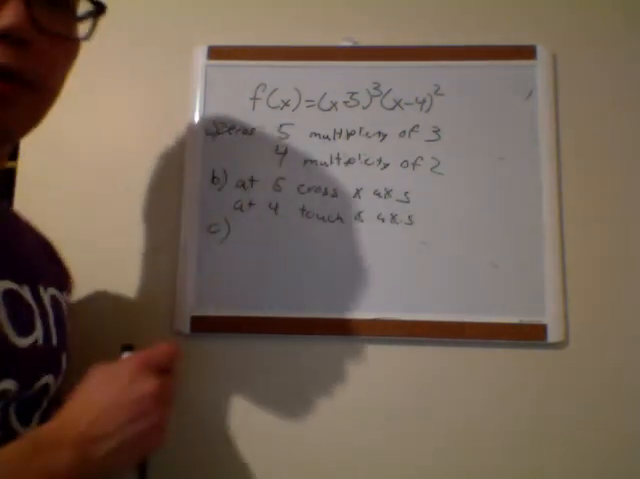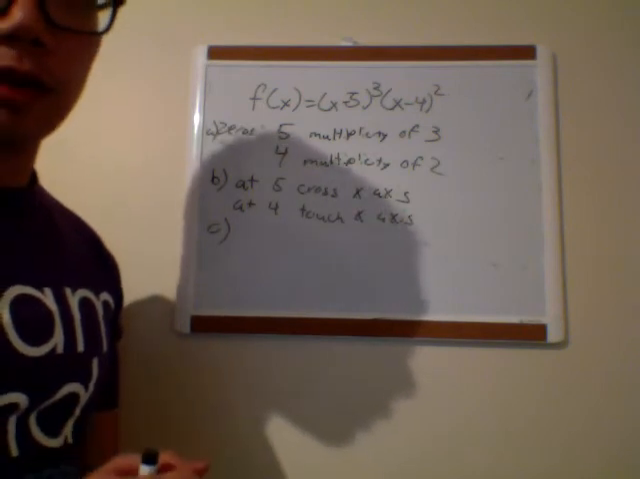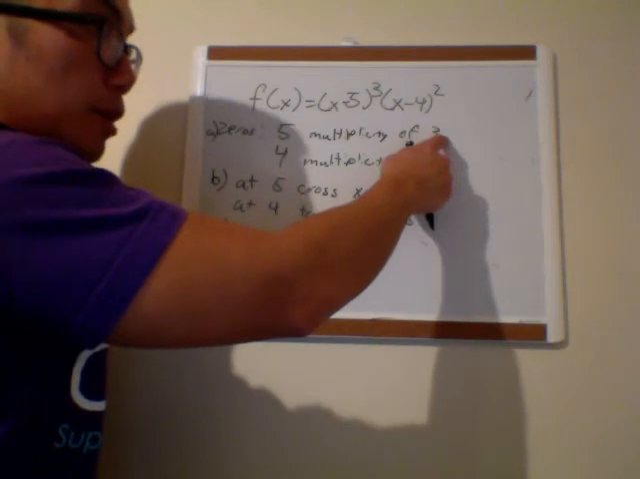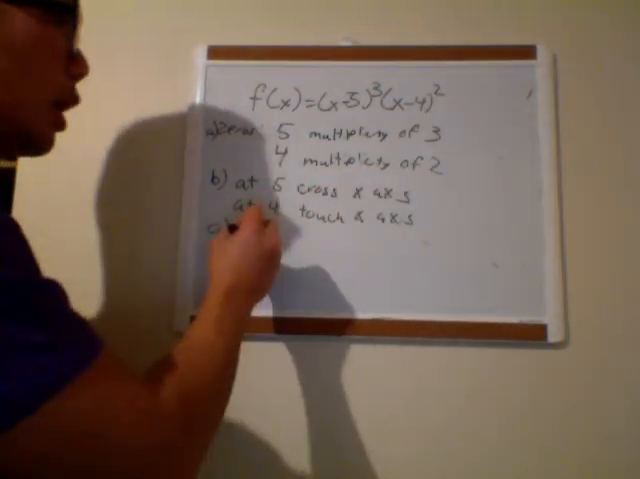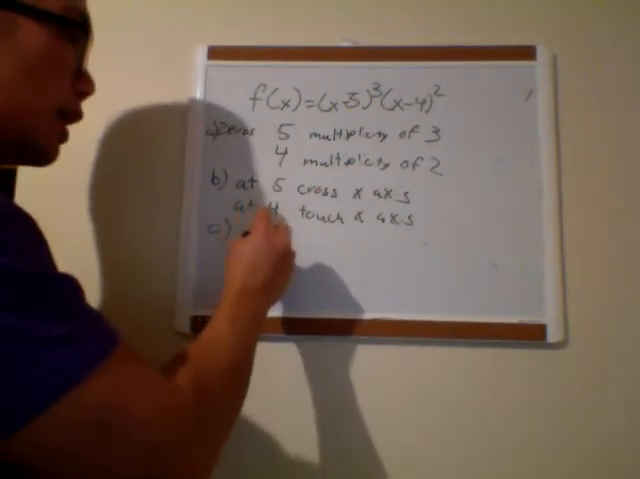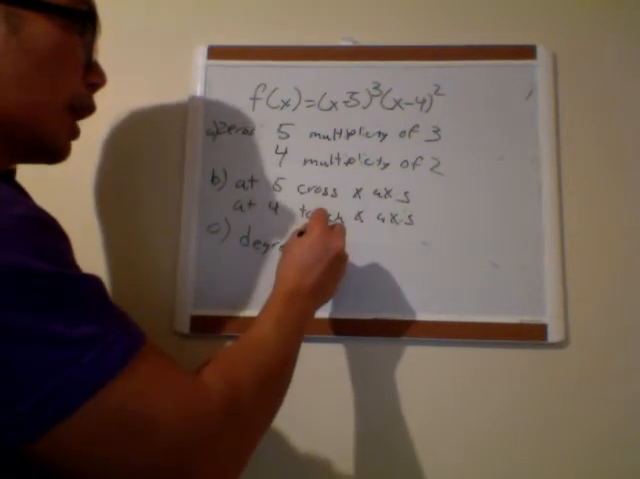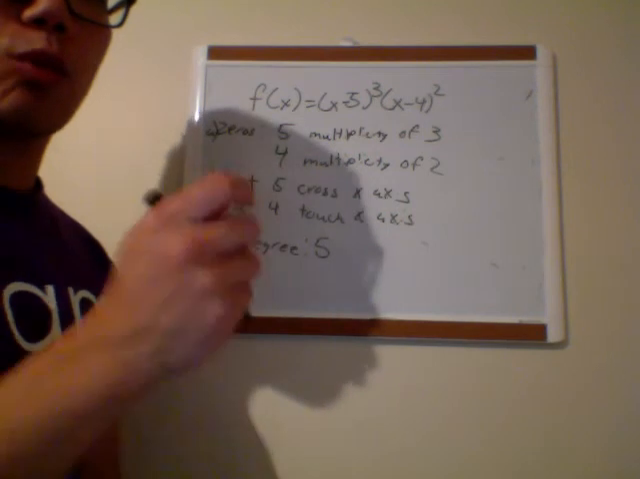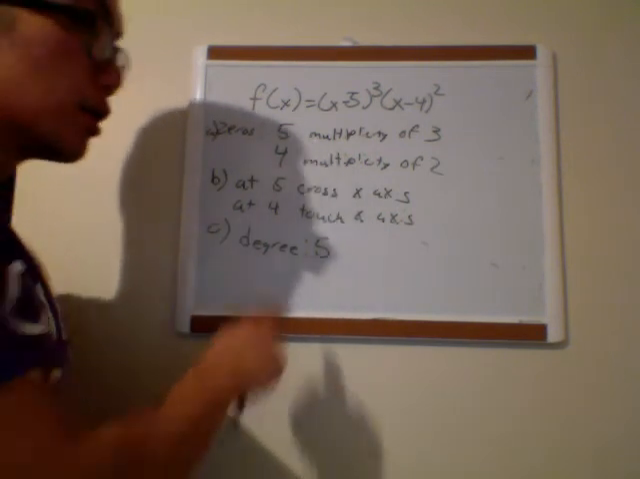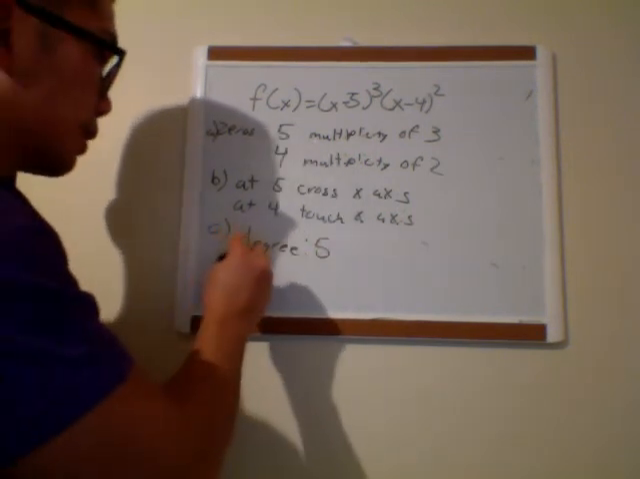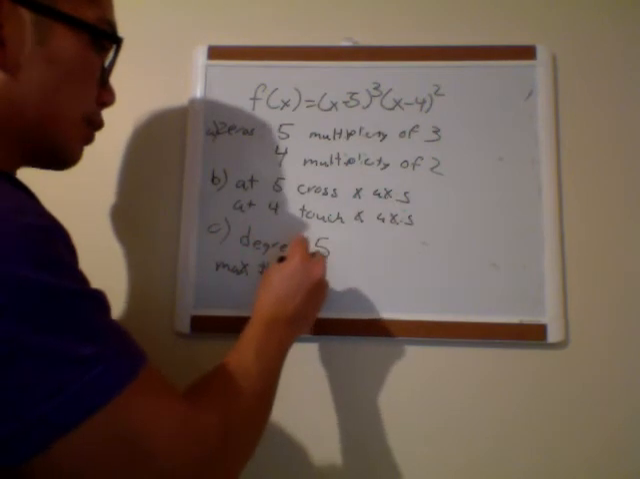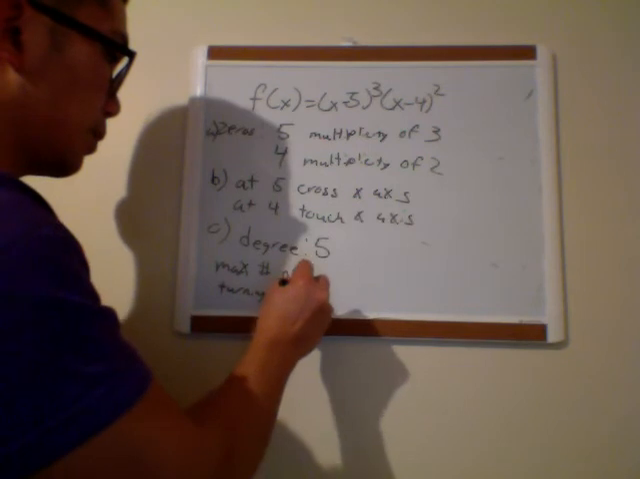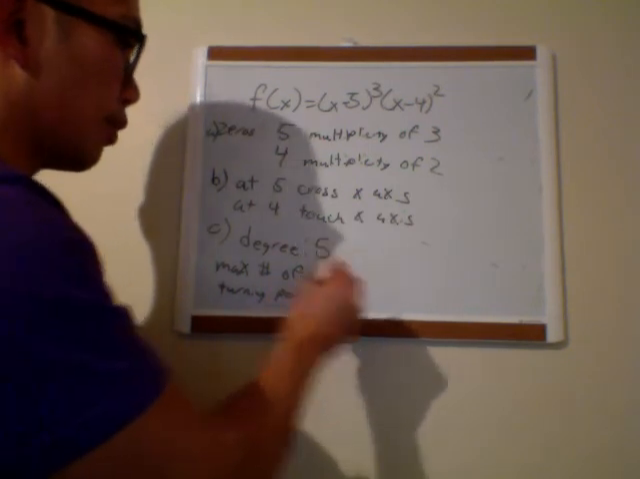Now, the first thing that I have to do is find the degree. And to find the degree, I just add the multiplicities. So I have a multiplicity of 3 and a multiplicity of 2. So I have a degree of 5. And the max number of turning points will always be 1 less than the degree. So if I have the degree of 5, my max number of turning points is 4.